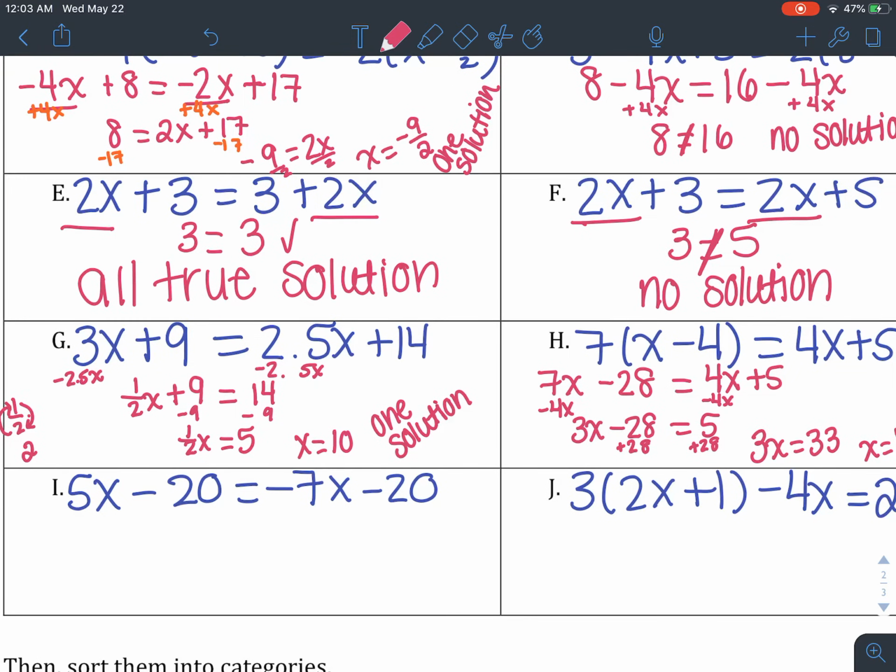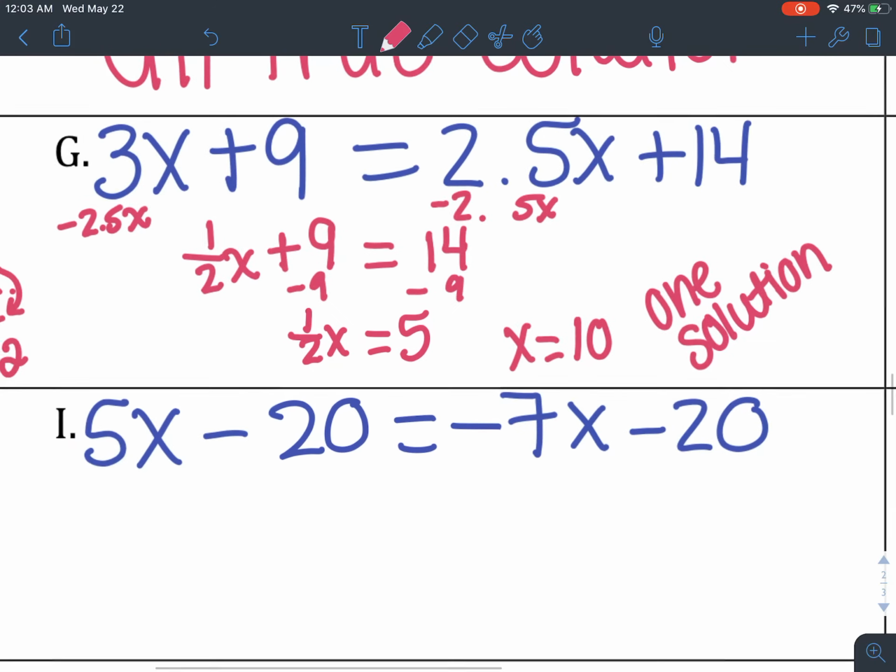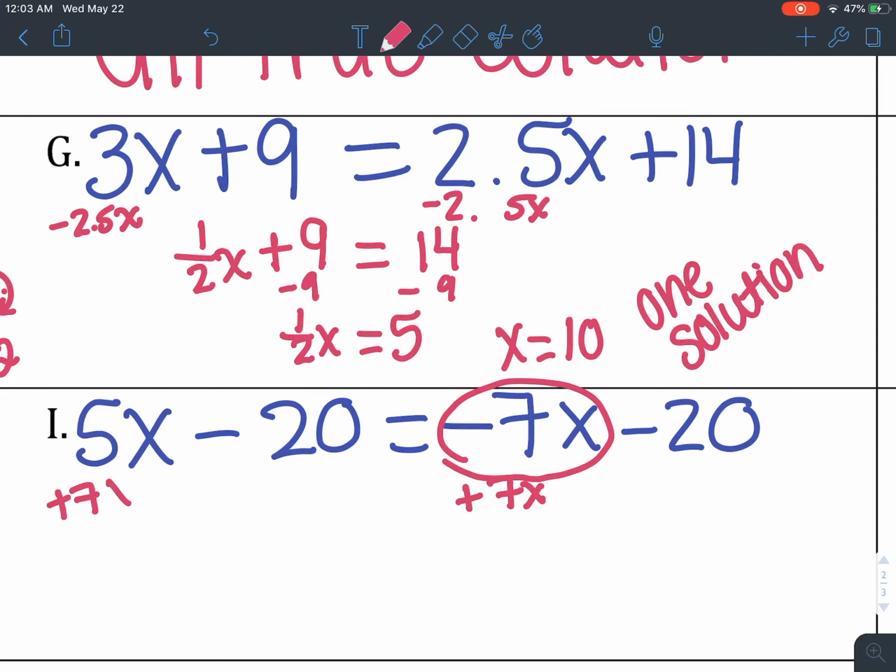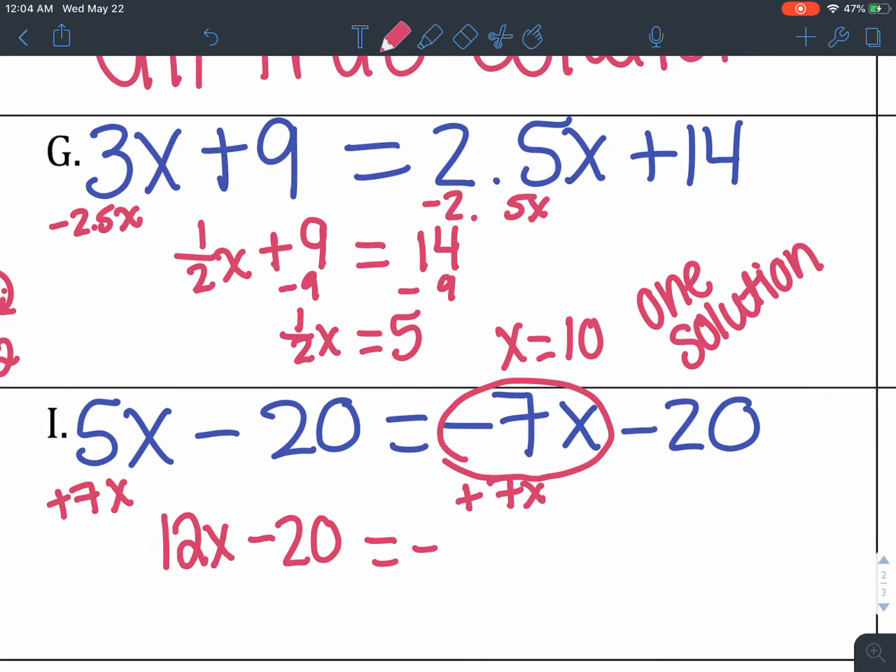Okay, and we got 2 more. We're almost there. All right. So 5x minus 20 equals negative 7x plus negative 20. So because this is a negative 7x, I'm going to add 7x to both sides. And that's going to give me 12x minus 20 equals minus 20.